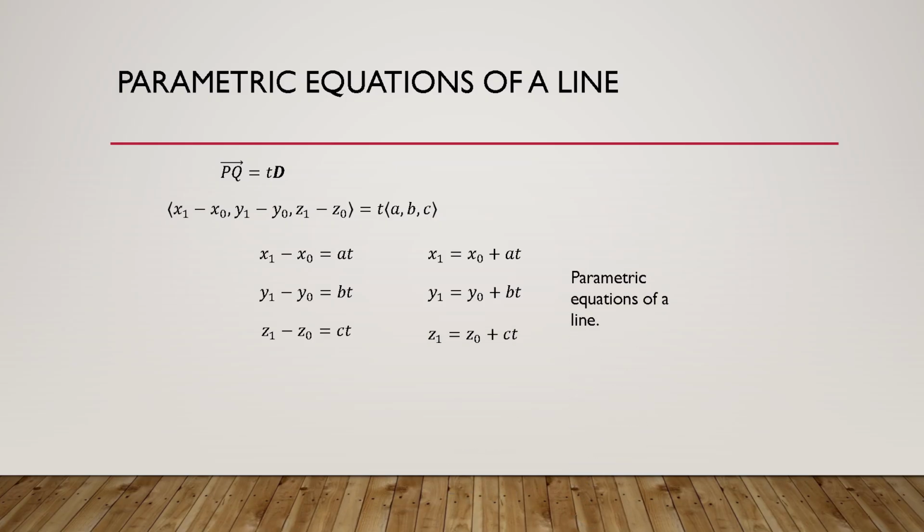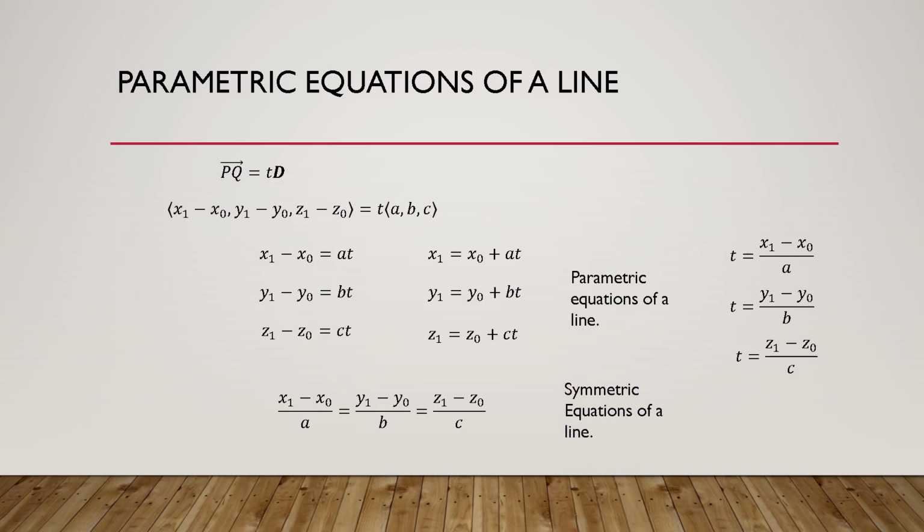Going back, if we solve each equation for t, we can establish these equations as equal to each other. This gives us x sub 1 minus x sub 0 over A equals y sub 1 minus y sub 0 over B equals z sub 1 minus z sub 0 over C. This equation is called the symmetric equations of a line.